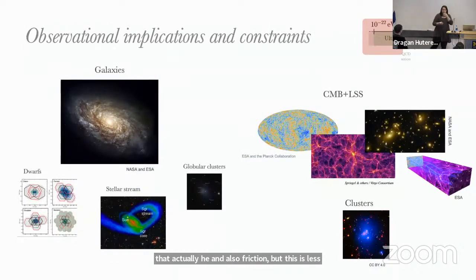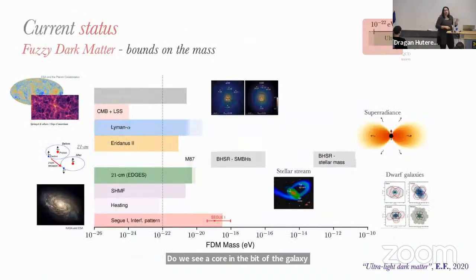So given all of those things that we expect, this phenomenology that wave dark matter can have, we can then use observations to try to constrain them. So do we see interference patterns? Do we see a core in the middle of the galaxy? Do we see the suppression of the power spectrum? And we can put bounds on the mass of fuzzy dark matter. So here is the mass, and here are the bounds from different systems, from different analyses. All the highlighted regions are forbidden regions, so regions that you exclude. Those are exclusion bounds, and they come from many different systems.